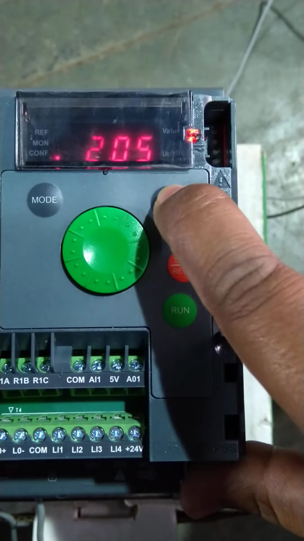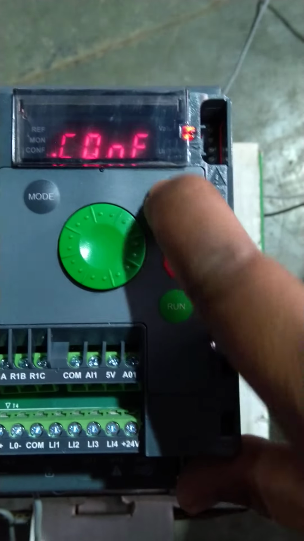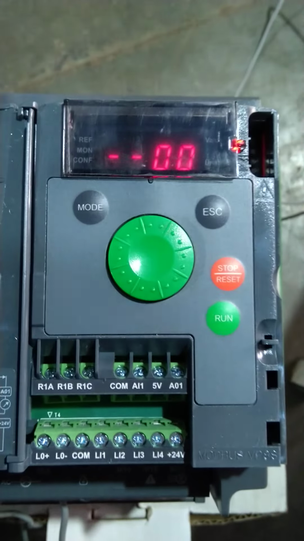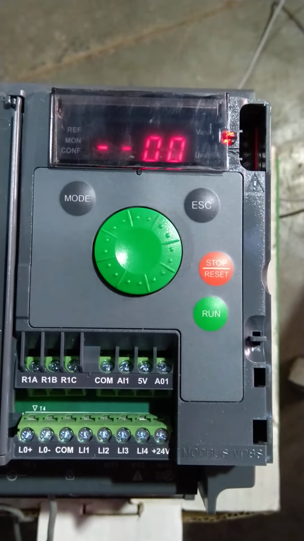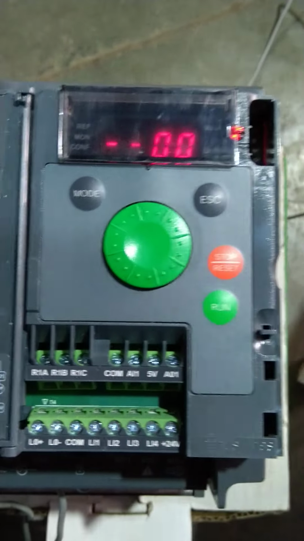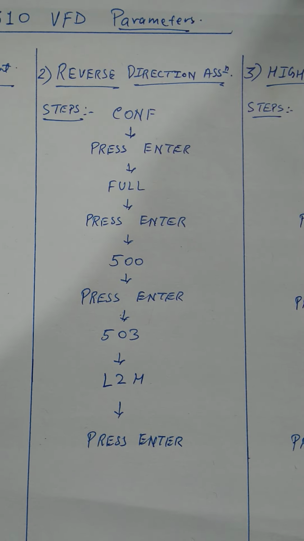Then press escape. Then your R1 relay is assigned to drive run. Okay, then the second parameter. What is the second parameter? The second parameter is reverse direction assignment.